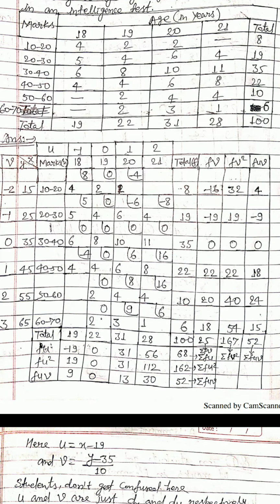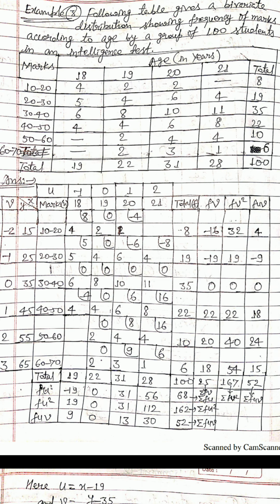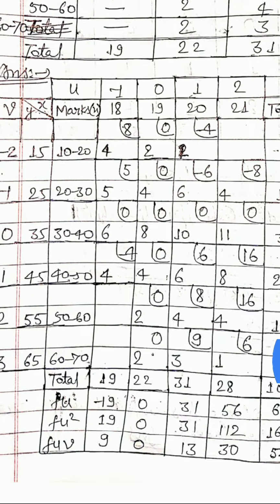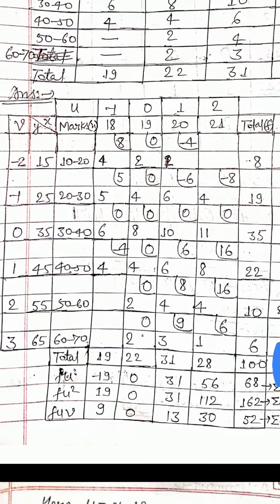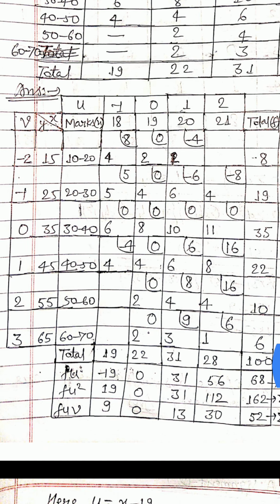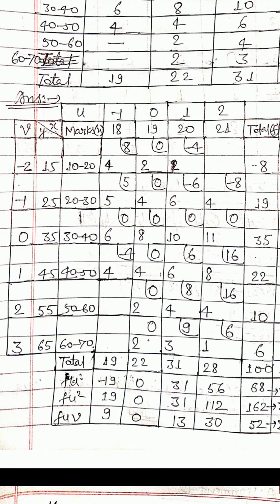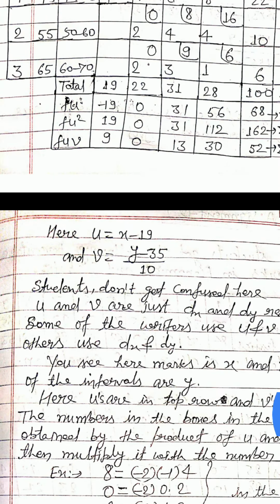Once we understand this, we solve this type of question in this way. First of all we draw the class intervals of marks: 10 to 20, 20 to 30, 30 to 40, 40 to 50, 50 to 60, 60 to 70. Then we write just above it u and v. So what is u? We have mentioned here u is equal to x minus 19.